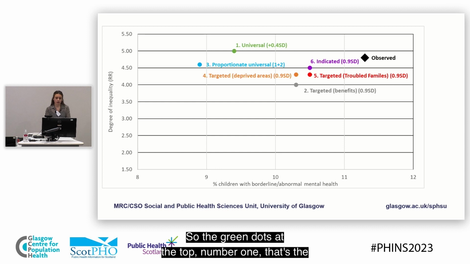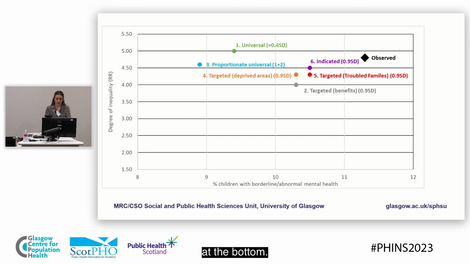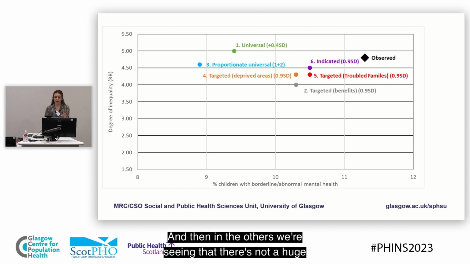So the green dot at the top, number 1, that's the universal intervention, which did a pretty good job of reducing prevalence at the population level, down by 2% in absolute terms, but didn't alter inequalities, if anything, increased them slightly. In the grey scenario at the bottom, number 2, targeted intervention, reduced inequalities by a little bit, but doesn't do much to population prevalence. And in the others, we're seeing that there's not a huge amount of movement, particularly from an inequalities perspective.